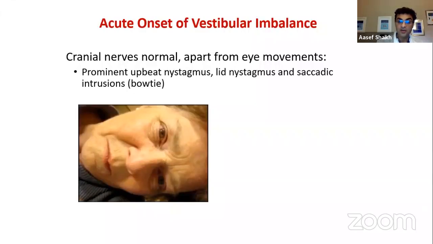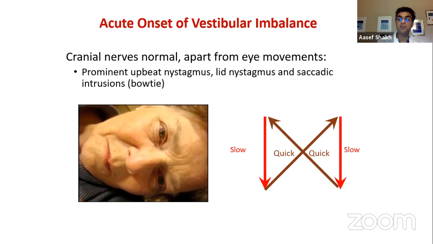Then she has another slow phase, which is down. And then she has another quick phase, which is combined with another horizontal, and it gives you the appearance of bow ties. So the eyes do this, and it looks like a bow tie. So they call it bow tie nystagmus. The investigations were quite interesting.